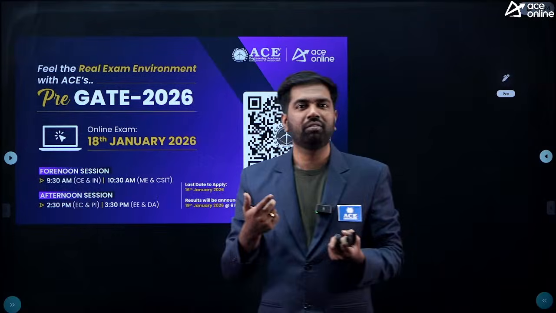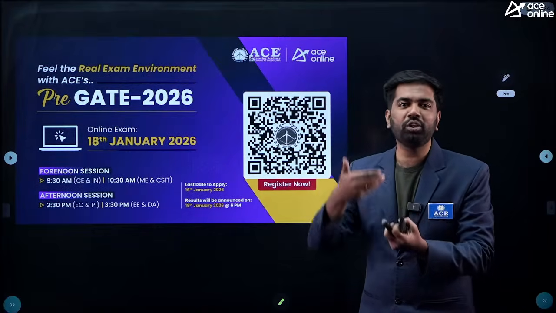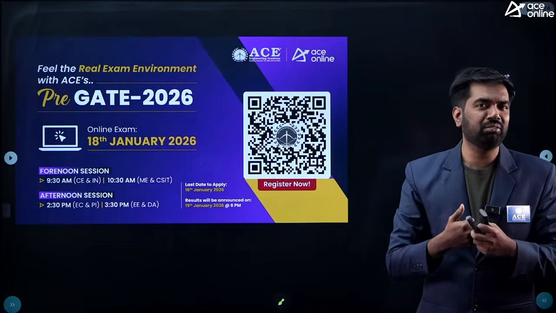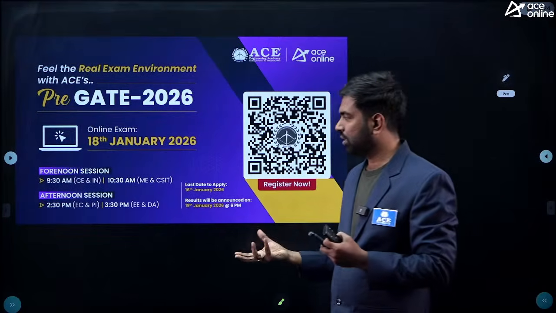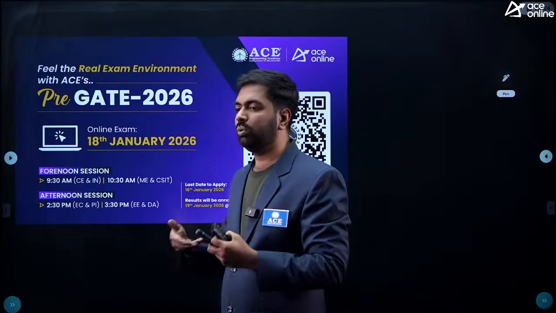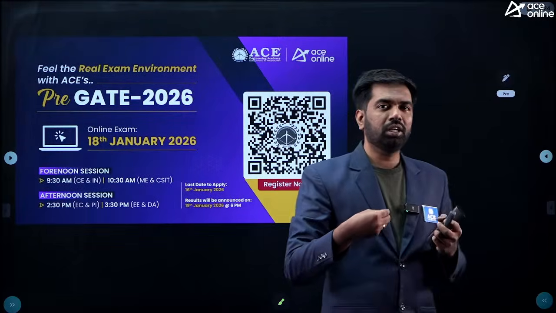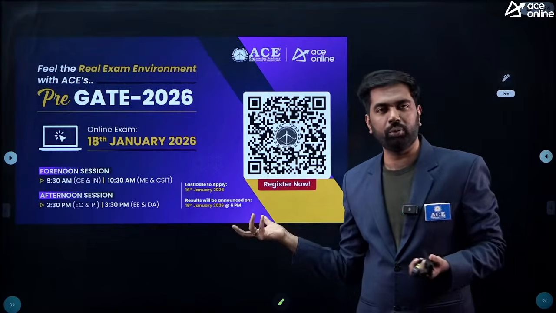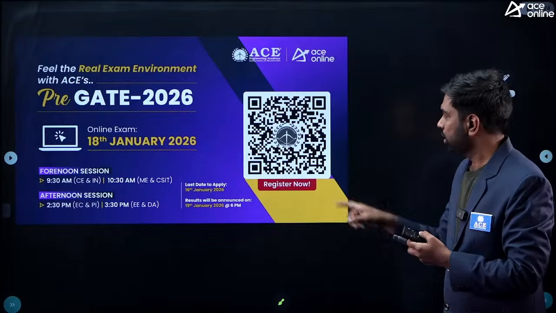And also, once the exam gets over, we will declare the results. You will know where you stand at the all India level. Various students from the entire country appear for this. So when you check your results, you will know if any minor corrections are to be made, or some revision has to be done, and you can do it. So there are many advantages of writing this pre-GATE exam.